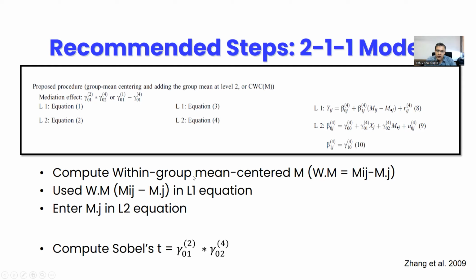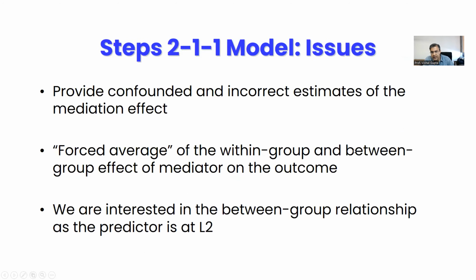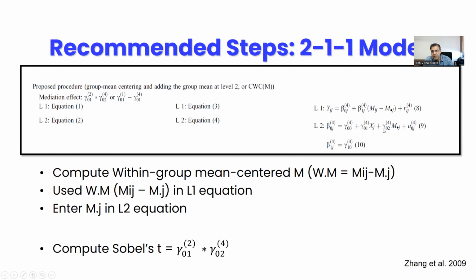So I have written here, compute within group mean centered M, and we call it W.M, which is nothing but, I should have written W.Mij also, Mij minus M.J, and use W.M in the L1 equation and enter M.J in the L2 equation. So you get gamma 0,1,2, which we were getting in the set 2 equation. So that is the same. And rather than multiplying it with gamma 103, which we had done in the previous run, we actually multiply it with gamma 024, which is the effect associated with the group level mean of the mediator. So our mediation effect becomes gamma 0,1,2 multiplied with gamma 0 superscript 4. And that becomes our Sobel's T.